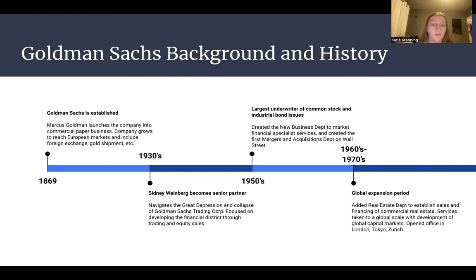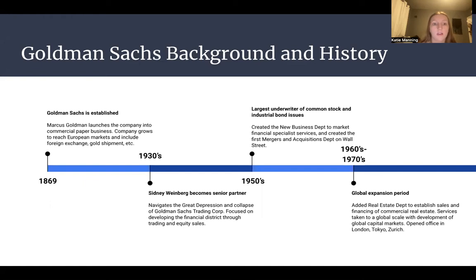Over the next few years, Goldman Sachs increased its international presence as it built relations with firms in European markets and grew its services to include foreign exchange, gold shipments, letters of credit, and arbitrage. In the 30s, Sidney Weinberg became the senior partner of the firm. His first years as senior would prove to be both defining and difficult as he navigated the turbulence of the Great Depression and the fallout of the collapse of Goldman Sachs Trading Corporation.